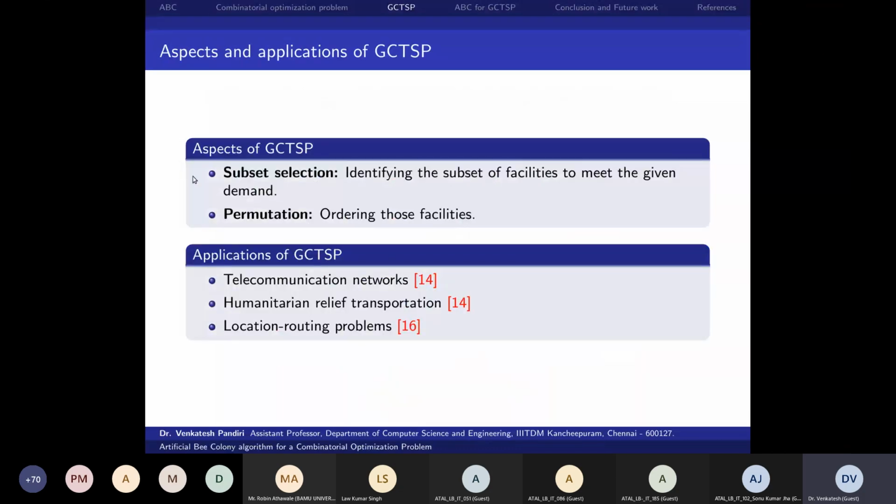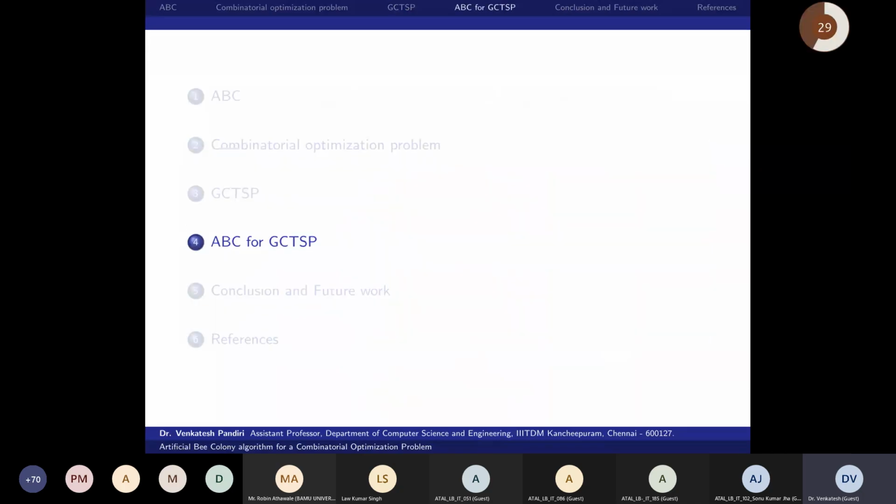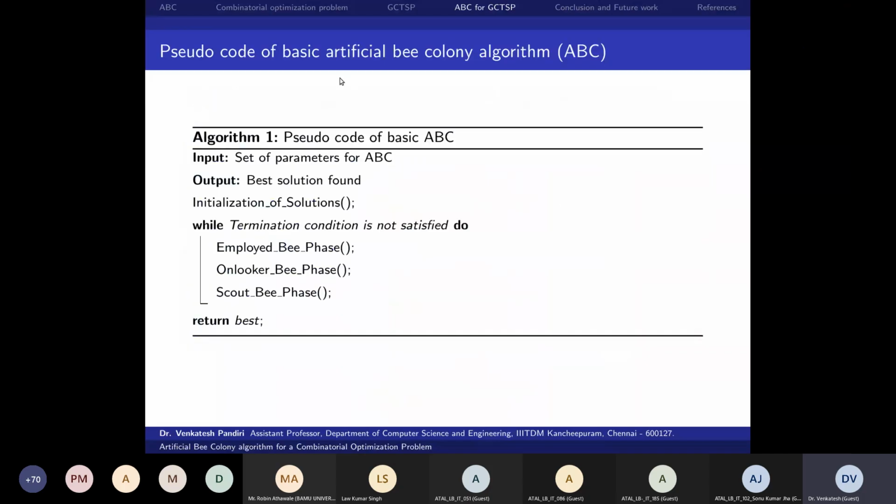So as I told, these two aspects will be there. Then how will we use this artificial bee colony algorithm for this? So the basic artificial bee colony algorithm framework is what we are taking here also. These are the inputs expected for the artificial bee colony algorithm.